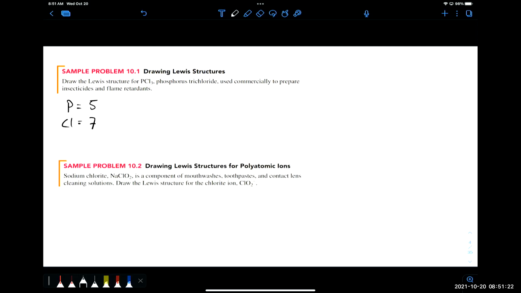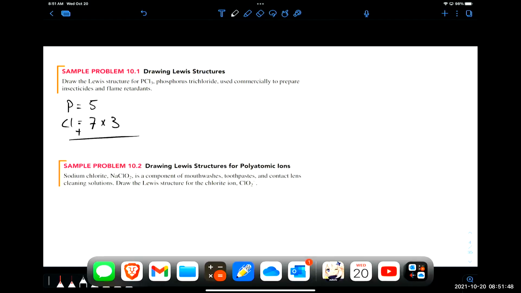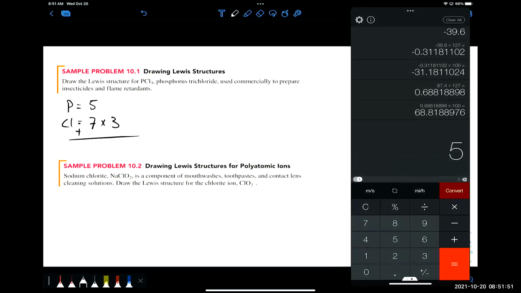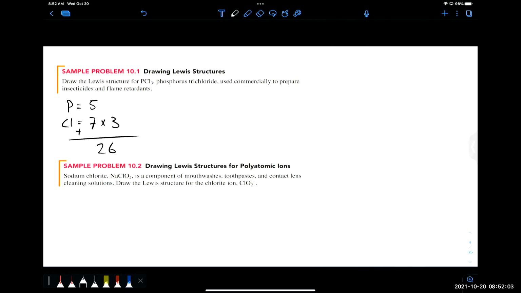So the first thing you want to do is figure out how many valence electrons you've got floating around per atom. So we've got 7 electrons for each chlorine, and we have 3 chlorine atoms. So we're going to multiply that by 3. And so then we'll do 5 plus 7 times 3, for a total of 26 electrons. And we'll distribute those as we draw the structure.